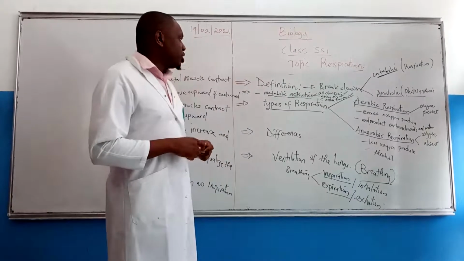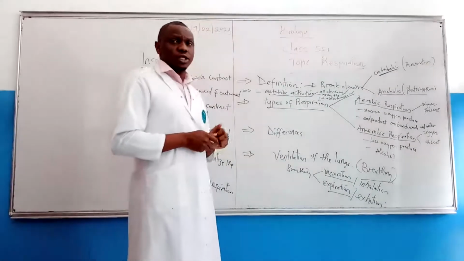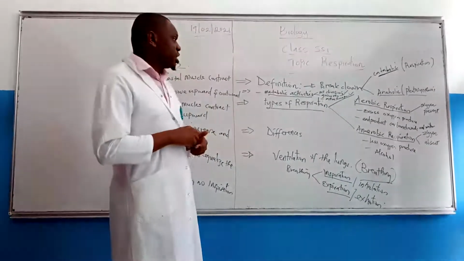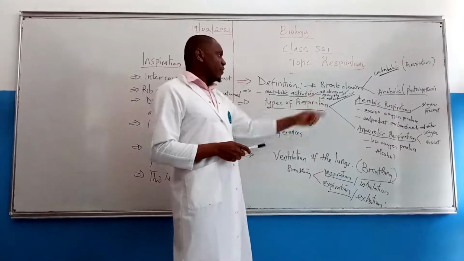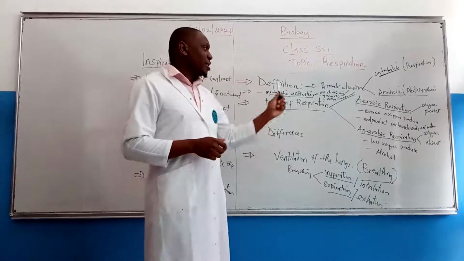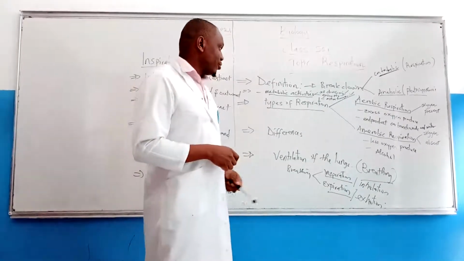Now, the energy released during respiration is used for metabolic activities. What are the metabolic activities taking place in the body? We have cell division, we have growth, we have active transport, and we have maintenance of a steady internal environment.